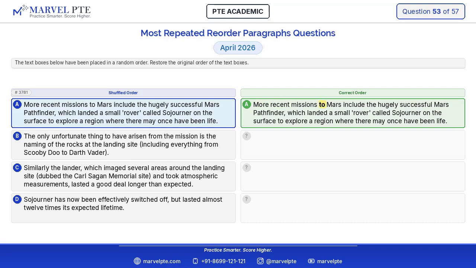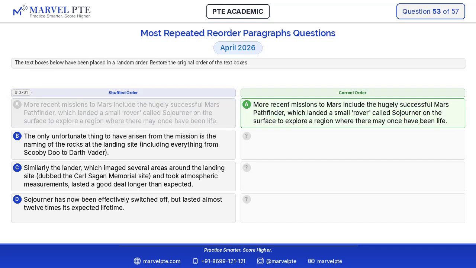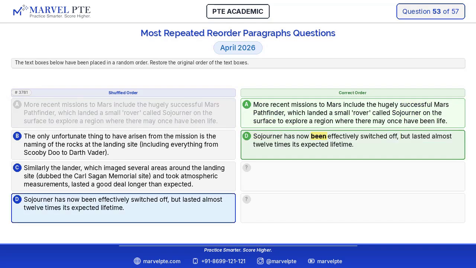More recent missions to Mars include the hugely successful Mars Pathfinder, which landed a small rover called Sojourner on the surface to explore a region where there may once have been life. Sojourner has now been effectively switched off, but lasted almost 12 times its expected lifetime.